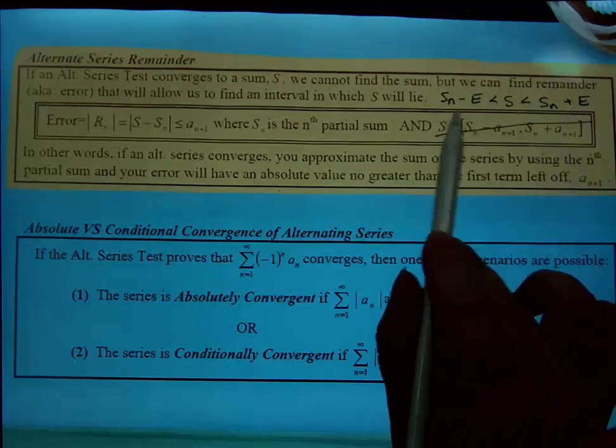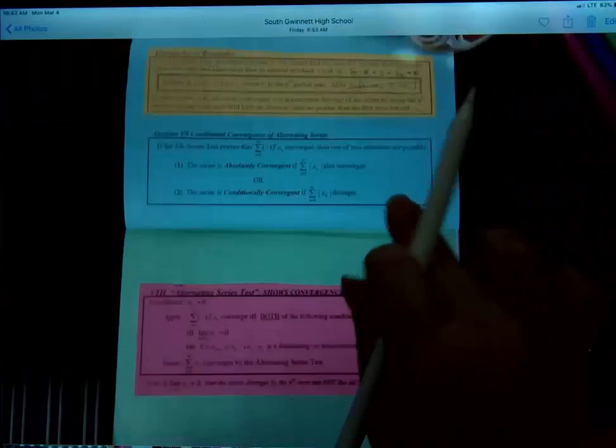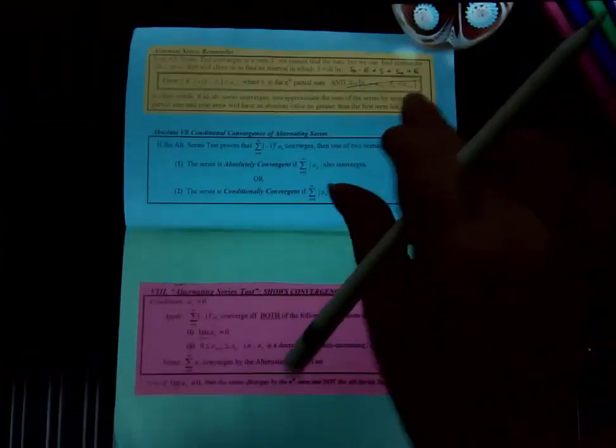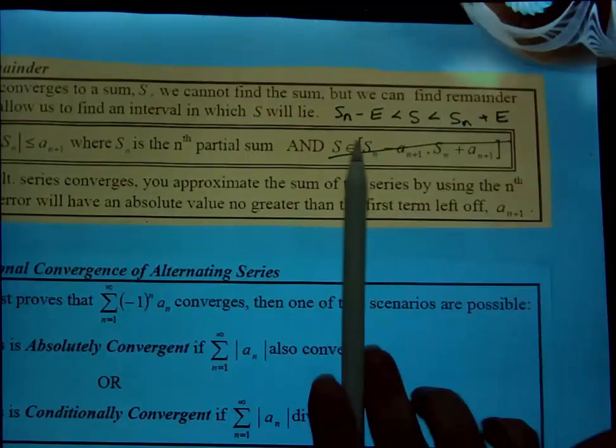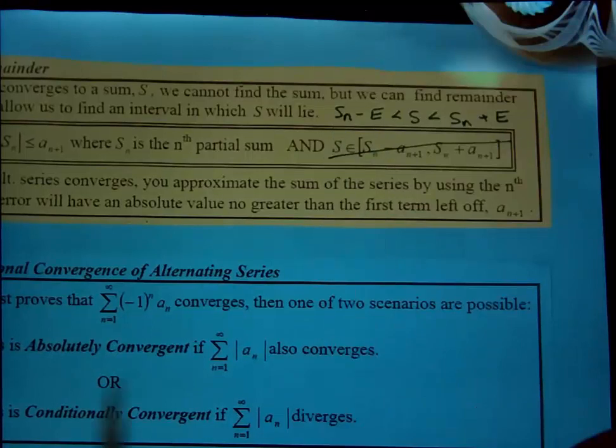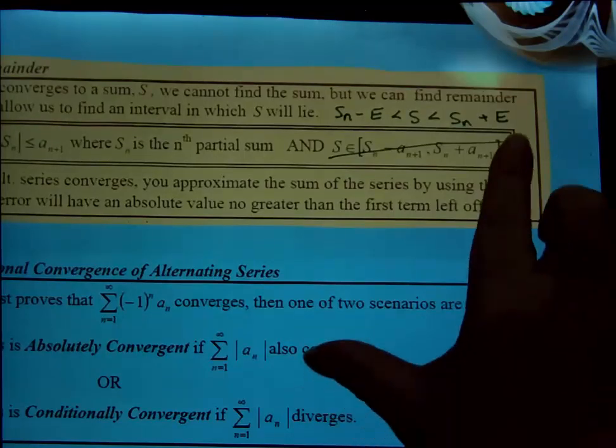Remember that E is the error and S sub n is the nth partial sum. So it'll tell you how many terms to go out. Do you go out 4 terms or 5 terms or 6 terms? We're going to practice on that today as well.